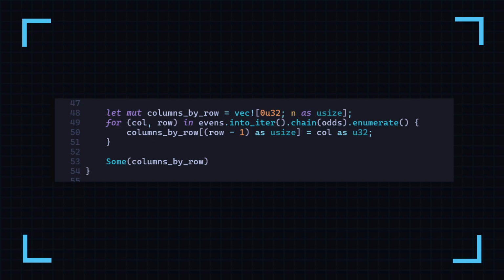Then, after handling those potential cases, I create a vec of length n filled with zeros. Then I iterate over the even rows, and then the chain function appends the odd rows afterwards. Enumerate adds an index to each item, so call is the position in the combined sequence and row is the actual row number. Then in the next line, I subtract 1 because the rows are 1-based while the vector indices are 0-based, and I need to convert a row number into its vector index. The final vector is the columns by row.